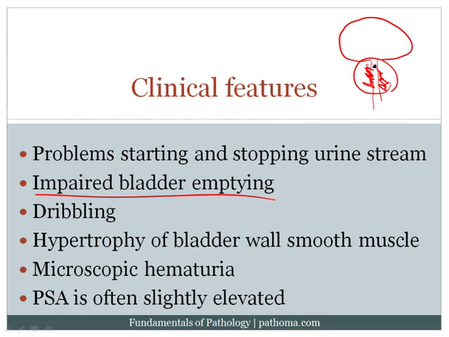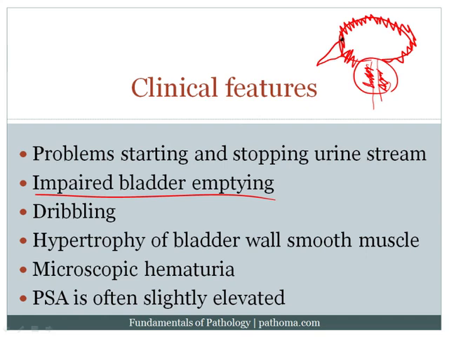In addition, the bladder is going to have to press against that obstruction, and so therefore the smooth muscle of the wall of the bladder will undergo hypertrophy. It's also possible that the high pressure generated by the bladder as it pushes against the obstruction could result in diverticuli or outpouching of the bladder wall.